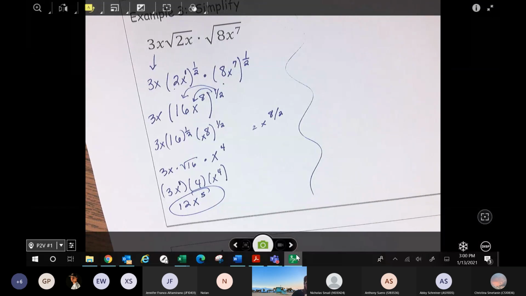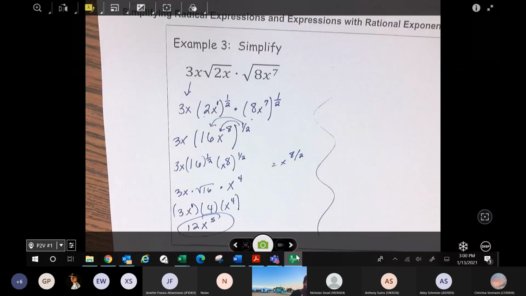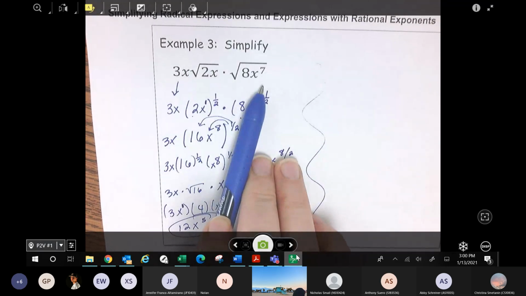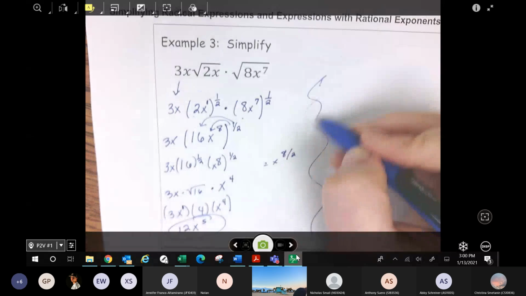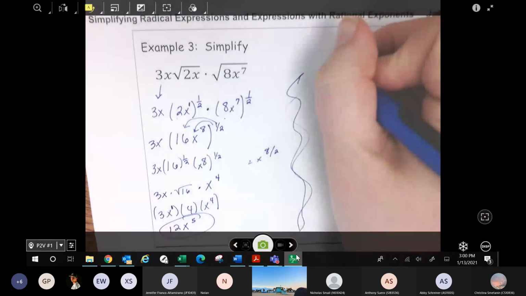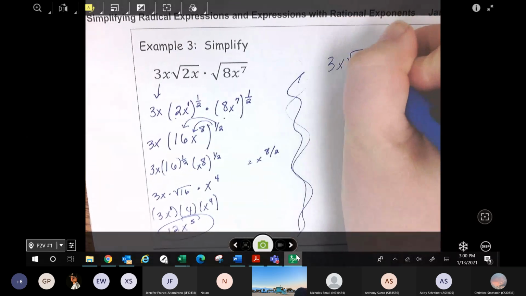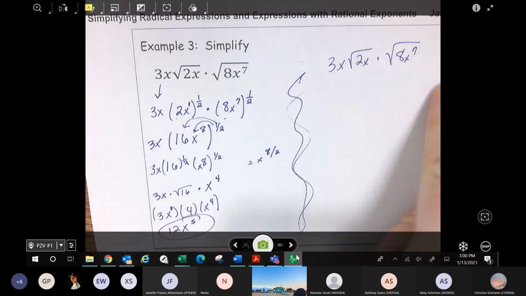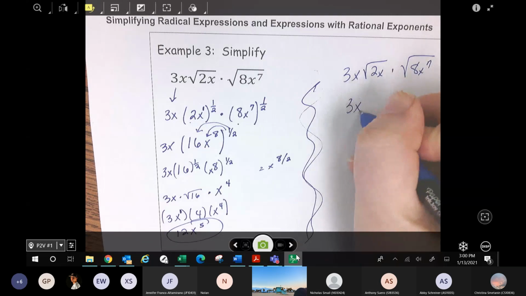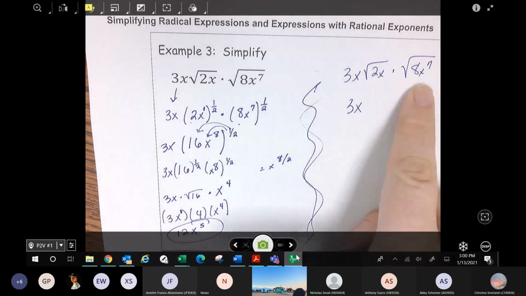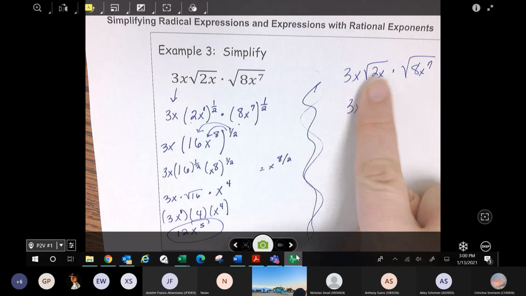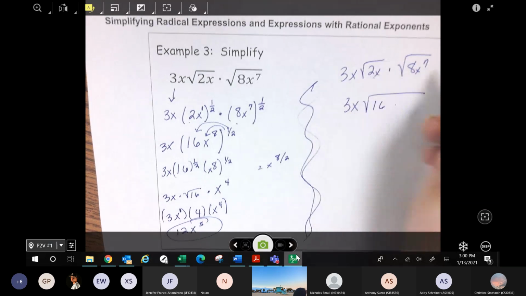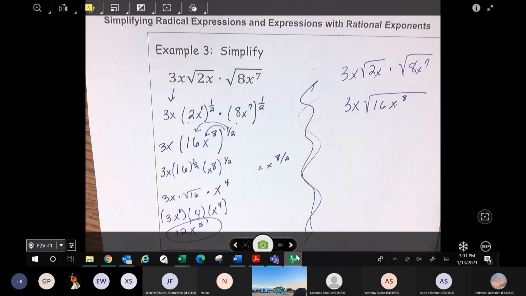Okay. Now, some of you, I bet if you tried this before I started, were thinking you could multiply with any radical. You can. You learned that in Algebra 1. That is the other method I want to look at. So if we keep it in radical form, the 3x stays on the outside. 2x times 8x to the 7th, so 8 times 2 is 16. X times x to the 7th is x to the 8th.